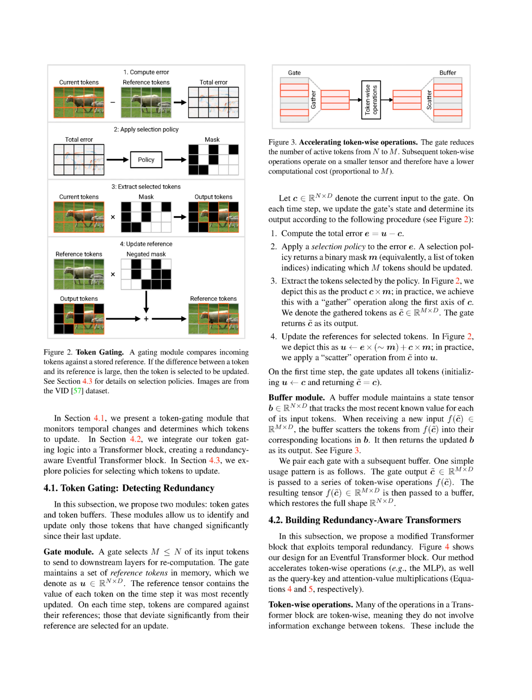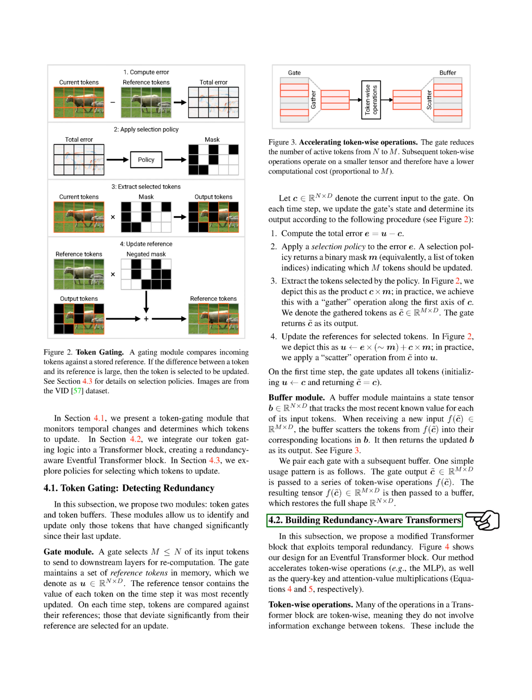Section summary. The authors propose a method to accelerate vision transformers for video recognition by incorporating temporal redundancy awareness. They introduce a token gating module that identifies tokens that have significantly changed since their last update and selects them for recomputation. This module is paired with a buffer module that maintains the most recent known value for each token, allowing for efficient updates and restoration of the full token set.